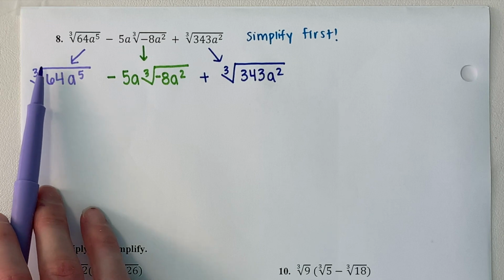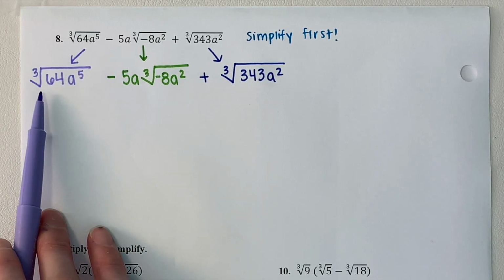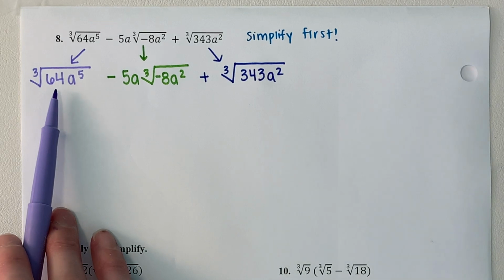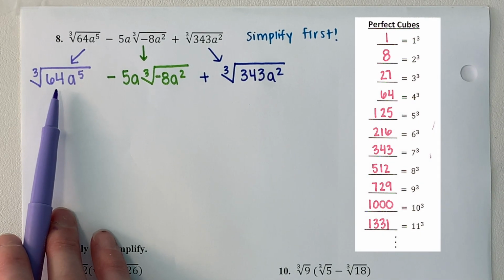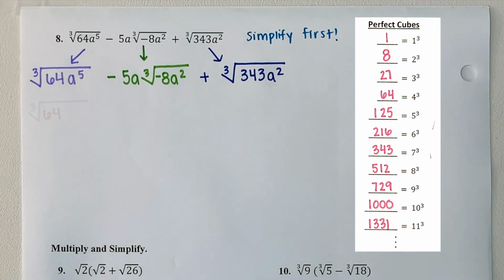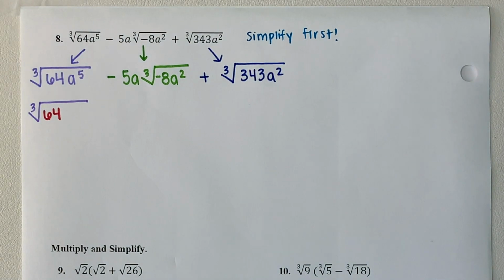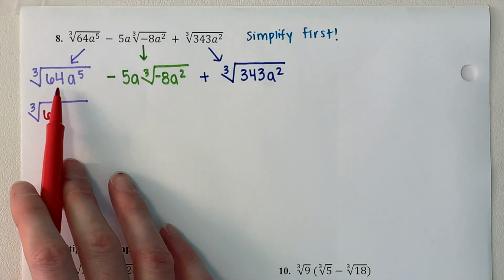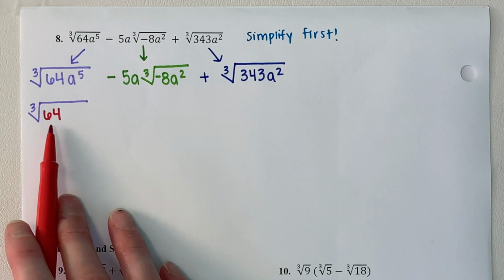Notice we're dealing with the cubed root, so that means we're going to be looking for perfect cubes underneath our radical. Let's first ask ourselves, is 64 a perfect cube? It is. If you look at our list of perfect cubes from our 6.3 worksheet, you'll find 64 on that list. So for now, I'm just identifying the perfect cubes. Since 64 is a perfect cube, I'm going to put it in red.